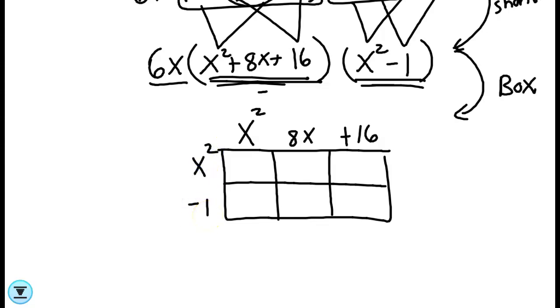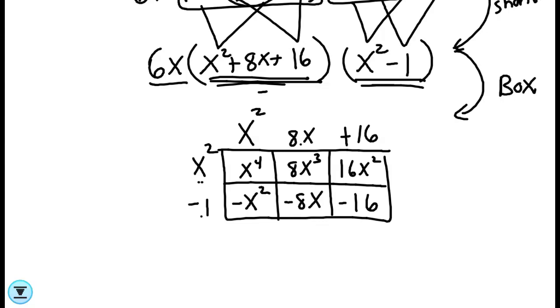And now we're going to go ahead and multiply to fill in our box. So x squared times x squared is going to be x to the 4th. X squared times 8x is going to be 8x to the 3rd. X squared times 16 is going to be 16x squared. Negative 1 times x squared is going to be negative x squared. Negative 1 times 8x is going to be negative 8x. Negative 1 times 16 is going to be negative 16.